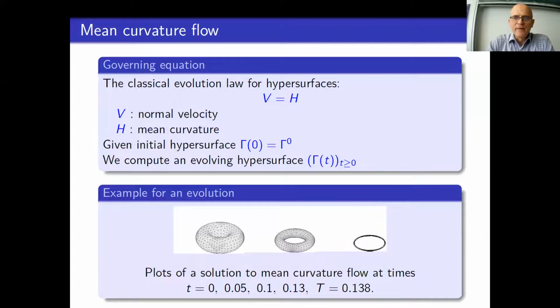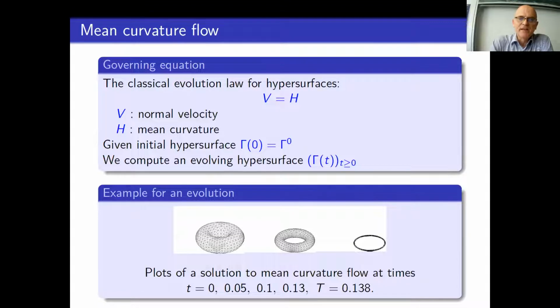We have heard quite a bit on the mean curvature flow, and let me review the equations. So this is a classical evolution law for hypersurfaces. Let's say you have a hypersurface in R^{d+1}. You compute H, which is the mean curvature, and then you want to evolve this hypersurface in the normal direction with the velocity v, which equals this mean curvature. So these are the main players in this talk, the normal velocity v and the mean curvature H.